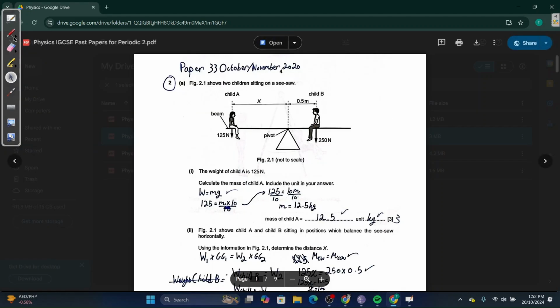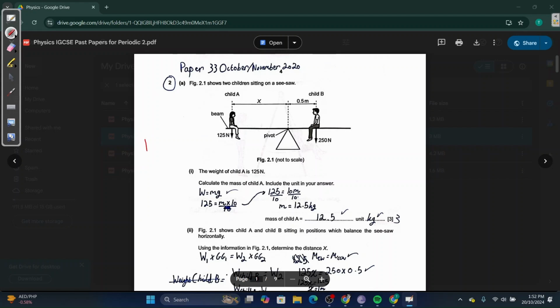Okay, so hey everyone, today I'll be solving the physics IGCSE past papers for the periodic that we have coming up. So question 2 from paper 33 of October, November 2020. The weight of child A is 125 newtons. Calculate the mass of child A. Figure 2.1 shows two children sitting on a seesaw.